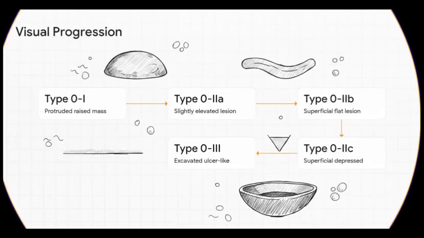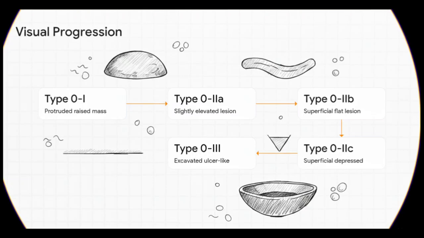Now let's walk down the visual progression of the JGCA macroscopic classification, again known as Type 0. I want you to imagine you're looking right through an endoscope, checking out the stomach lining. We start high and literally work our way down. Step 1 is Type 0-I, which is your protruded, raised, or polypoid mass sticking out pretty prominently. Step 2 drops down a bit to Type 0-IIa. This one is a superficial, just slightly elevated lesion.